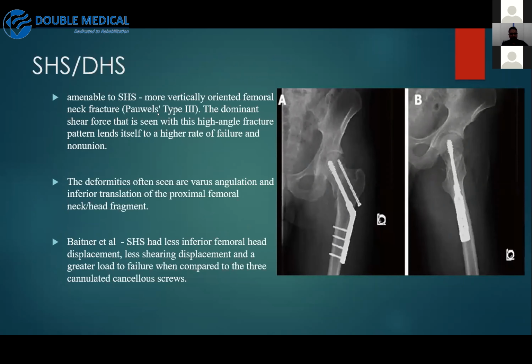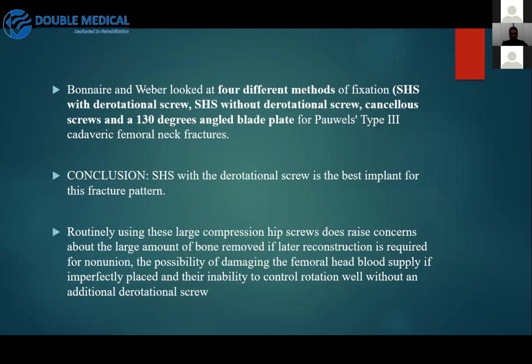And in this study, Baitner and Weber looked at 4 different methods of fixation: sliding hip screw with derotational screw, without derotational screw, cancellous screws, and also angle blade plate. And what they found is that sliding hip screw with derotational screw is the best implant for this fracture pattern. But the problem is sometimes a lot of bone is removed and we use this large compression hip screw. So that is another controversy, whether we damage the femoral head blood supply.